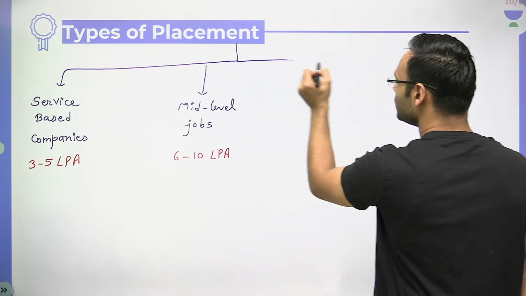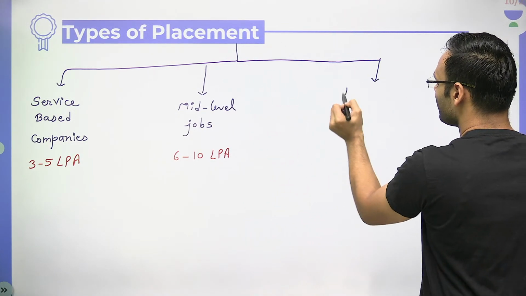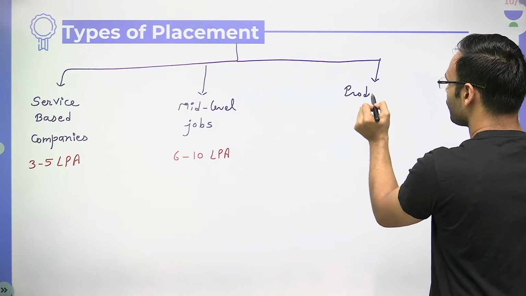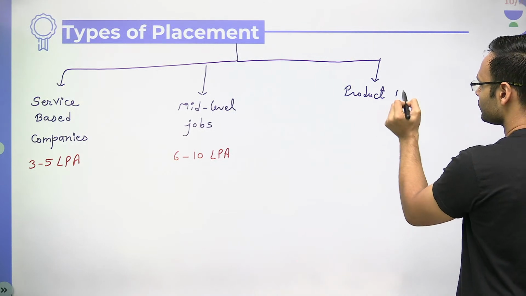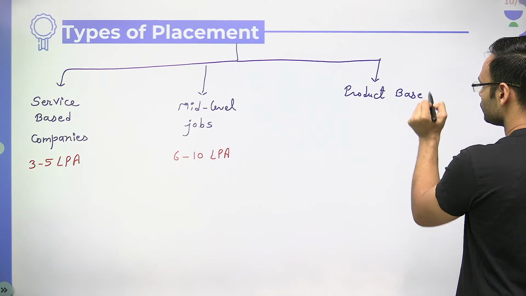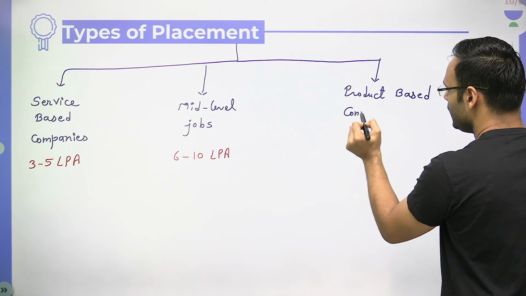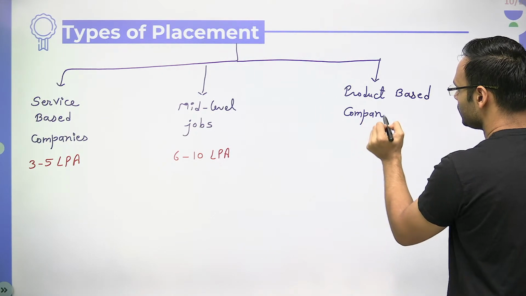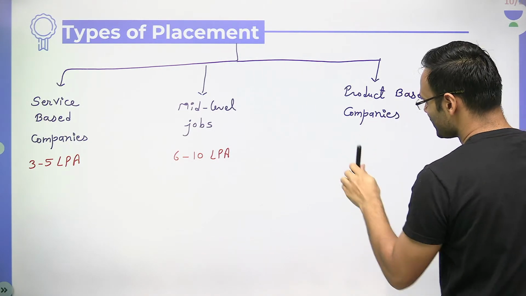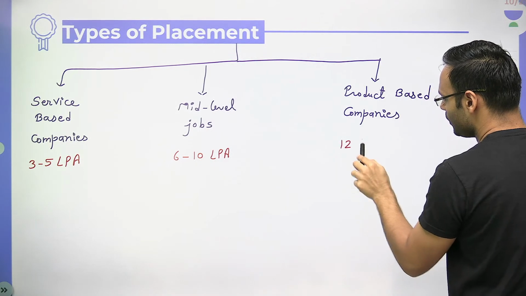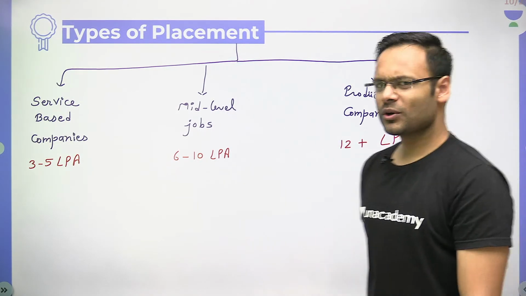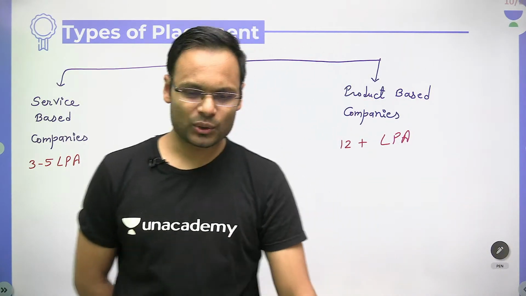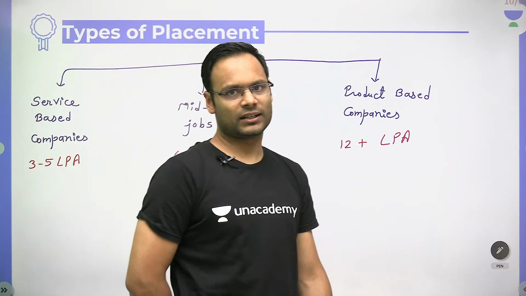And then we have the product-based companies, Microsoft, Amazon, Cisco, Intel, etc. These companies are providing you a package of 12 plus LPA. Now the upper limit I am not fixing, just because it can be 15, 16, 20, 30, etc.